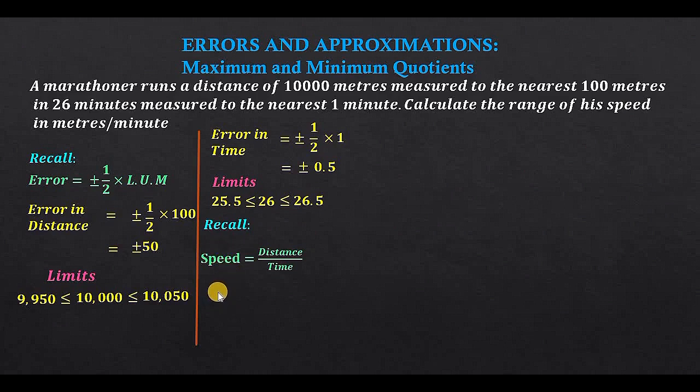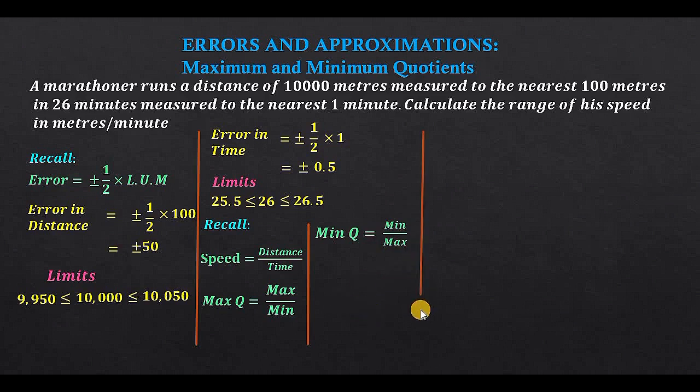And again, we can recall that maximum quotient is given as maximum over minimum. Remember, speed here is a quotient. That means we have a number divided by another, distance over time. So the maximum speed will be obtained as the maximum distance over the minimum time. The same should also apply to minimum quotient, where we can talk about minimum speed, and that will require us to get the minimum distance over maximum time.